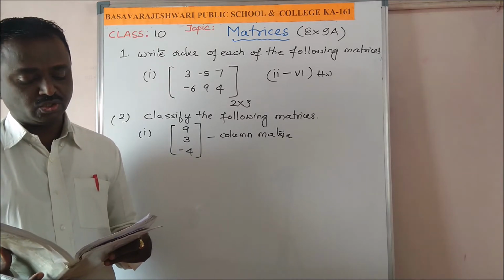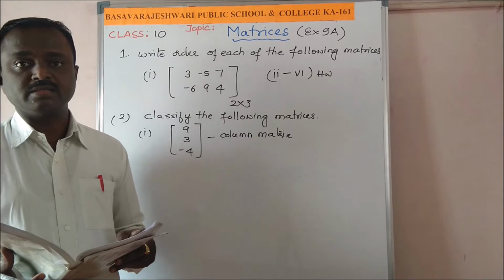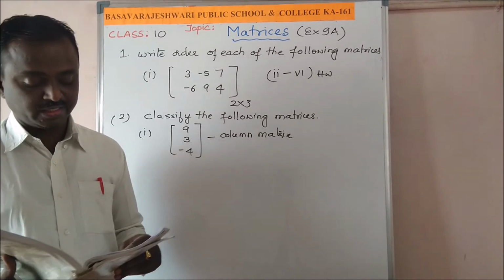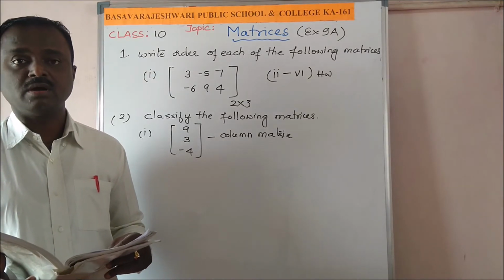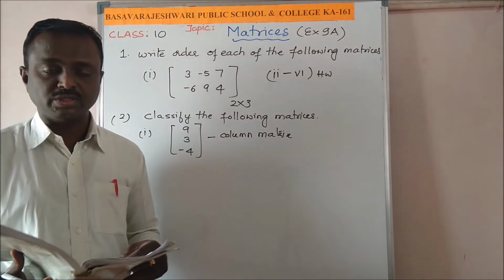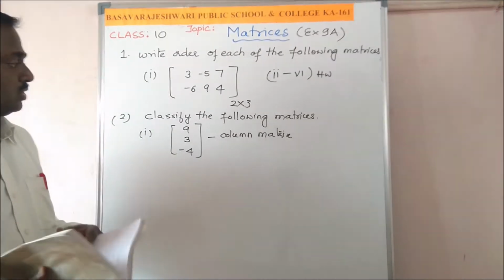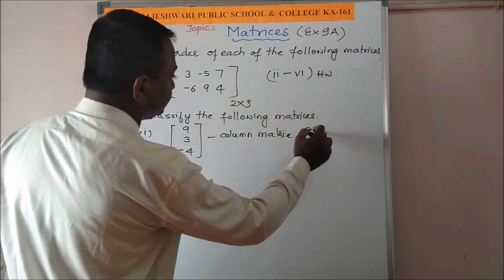6, 0, 0, 0, 3, 0, 0, 0, minus 2. Fifth one. It contains diagonal elements and other elements are 0, therefore it is a diagonal matrix. And 0, 0, 0, 0, 0, 0, that is all the elements of the matrix are 0, therefore it is called a null matrix. You write down the remaining questions, that is second to sixth, homework.